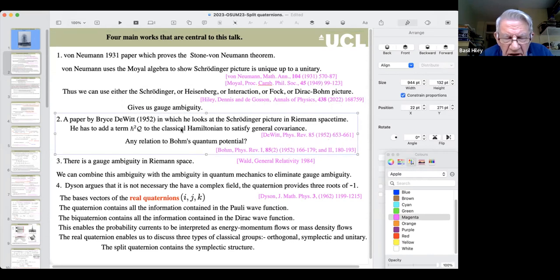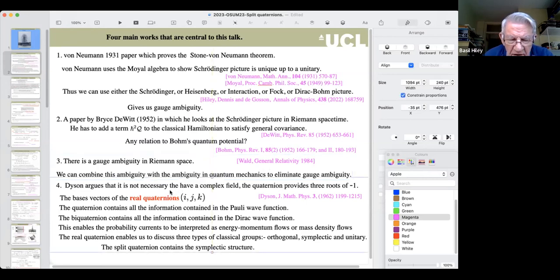Second paper that influenced me no end was the discovery of Brice DeWitt's paper in 1952, where he looks at the Schrödinger picture in a Riemannian space-time. And what he finds is that you have to add an extra energy to the classical Hamiltonian before you convert it into an operator form. And the interesting thing is that this Q is very much like the relation to Bohm's quantum potential, which I was working on many years ago. But then there's also a gauge ambiguity in the Riemannian space. And this is well documented, and people who work in general relativity are well aware of it. And I want to bring that into the story.